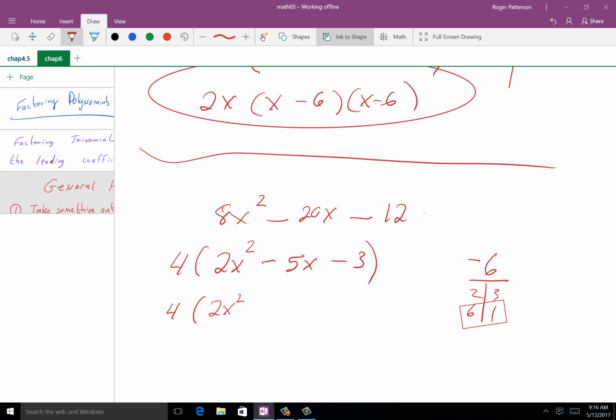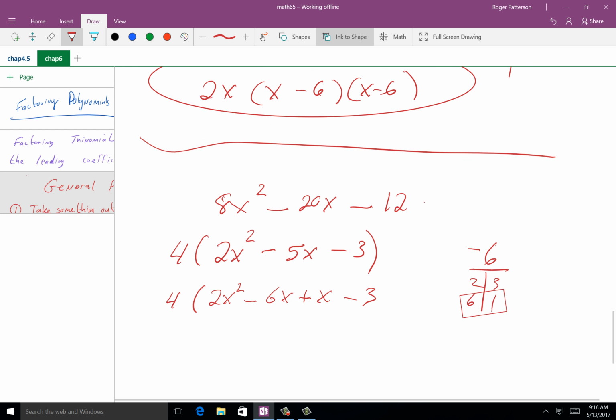So what numbers are we using? 6 and 1. Okay, so we're going to have a 6x here and an x here. And what am I going to put in front of the 6? Plus and negative. Better be a minus, because we got to get a -5. We won't get it if we put a +6 there. All right, slow down and think about what you need to do.